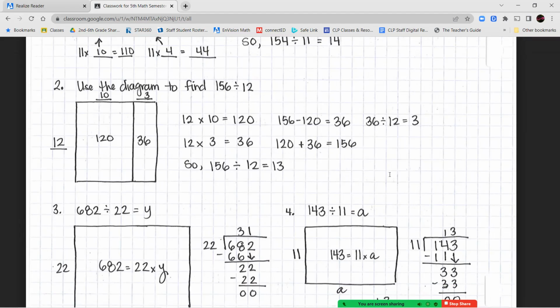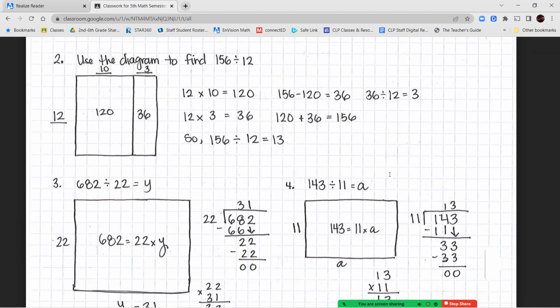For number 2, it says use the diagram to find 156 divided by 12. So what they gave you here was 120 and 36 as your partial products. So you knew one side was 12, and then you had to figure out the other two sides. To get to 120, you know you have 12 times 10, so that was your missing number up here. And to get to 36, you have to multiply 12 times 3 to give you 36, right? 12, 24, 36, that's 3 groups. So you're able to fill in your missing numbers.